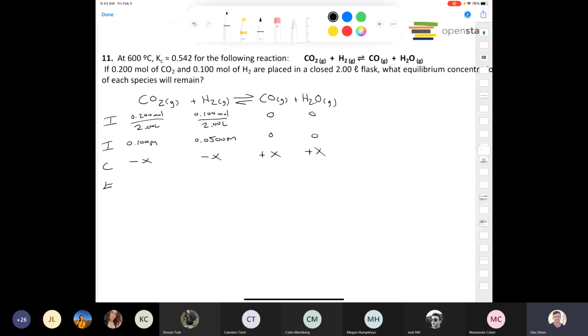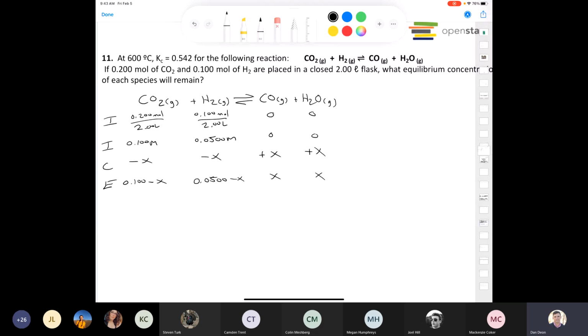So at equilibrium, we have 0.100, and I'm going to leave the units of molarity out because you don't need them to calculate a Kc. Anyhow, 0.100 minus x. Here we have 0.0500 minus x. Here we have x, and here we have x.